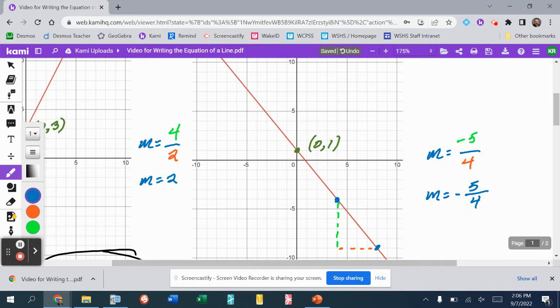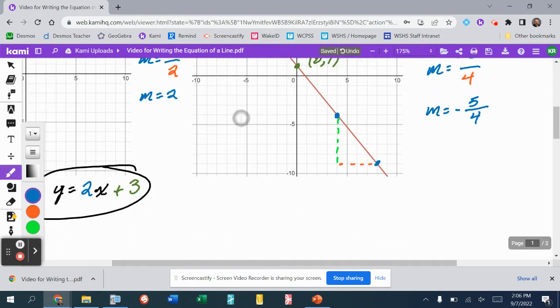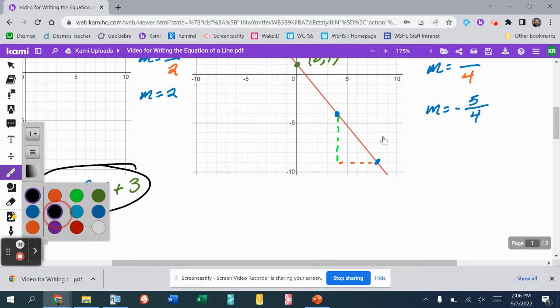Now that I've got the y-intercept and I've got the slope, I can go ahead and write the equation for this line.